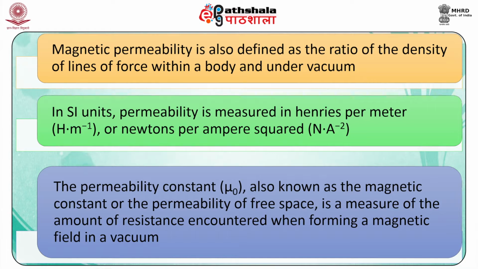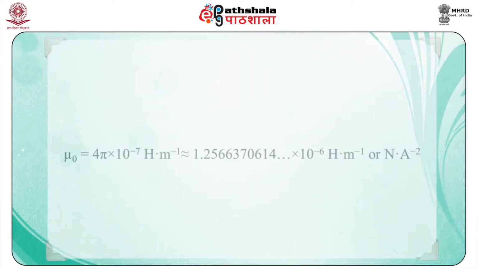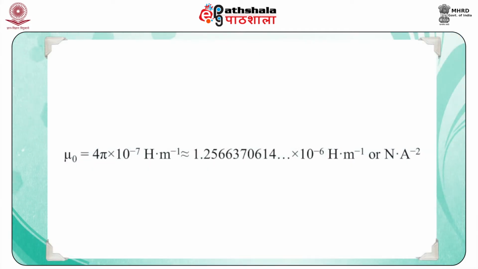The permeability constant mu naught, known as the magnetic constant or the permeability of free space, is a measure of the amount of resistance encountered when forming a magnetic field in a vacuum. The magnetic constant has the exact value, that is mu naught is equal to 4 pi into 10 raised to power minus 7 Henries per meter.